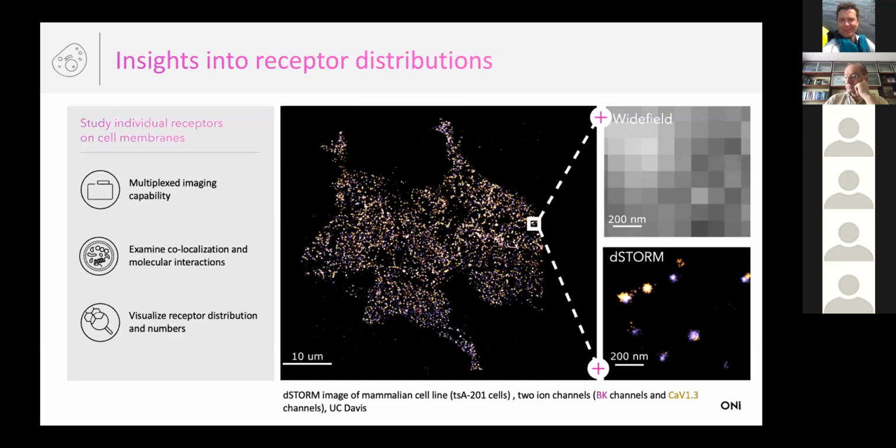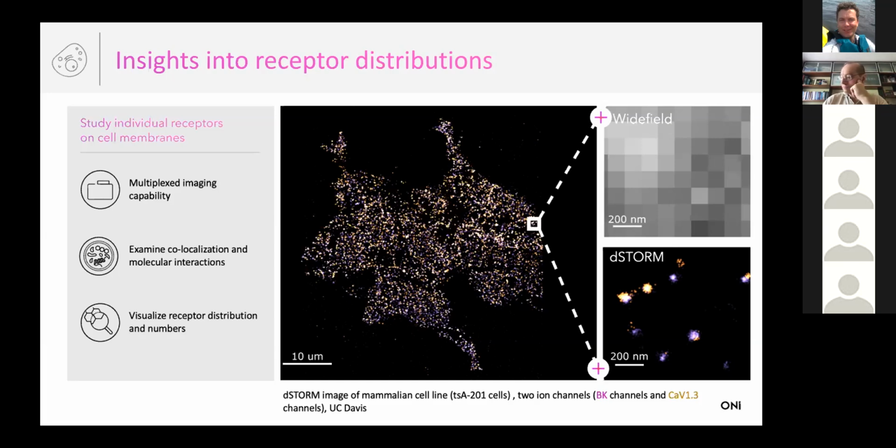So in this example here, we can see a dual-color D-Storm image of a mammalian cell line that's been transfected with two different ion channels: the BK, which is a potassium channel, as well as the calcium CAV13 channel. Now, it's been proposed that these two channels require each other for their activation. So one would hypothesize that there's some form of interaction.